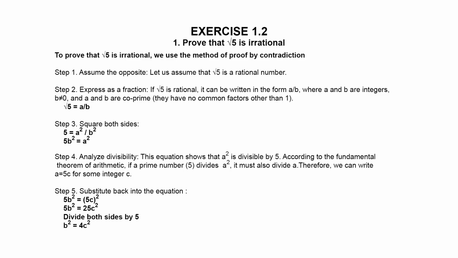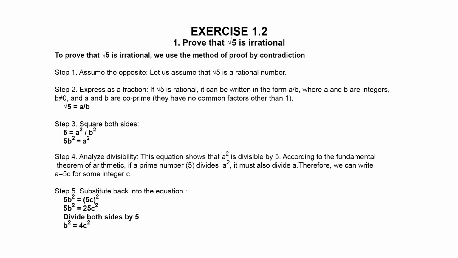Step 2. Express as a fraction. If square root of 5 is rational, it can be written in the form a/b, where a and b are integers, b not equal to 0, and a and b are coprime. They have no common factors other than 1. Square root of 5 is equal to a/b. Step 3. Square both sides. 5 = a²/b². 5b² = a².